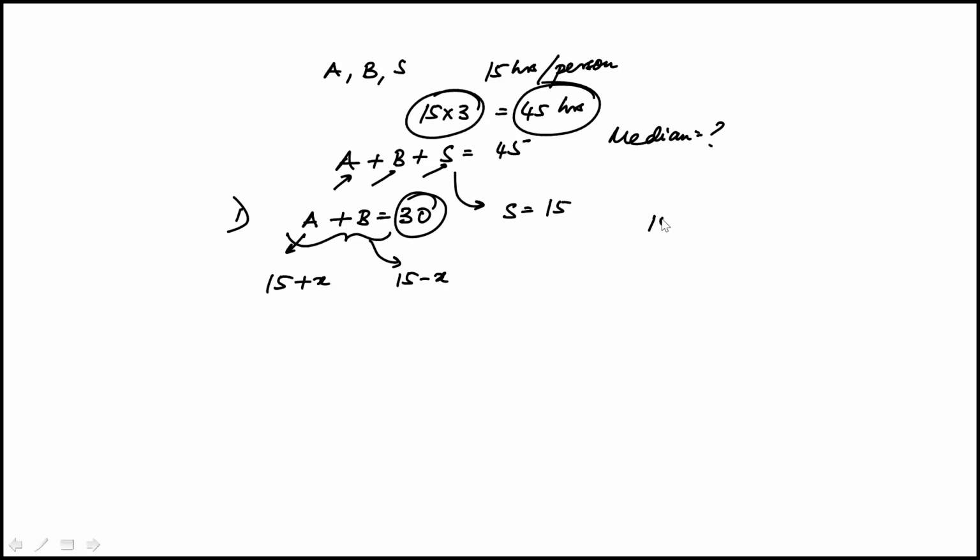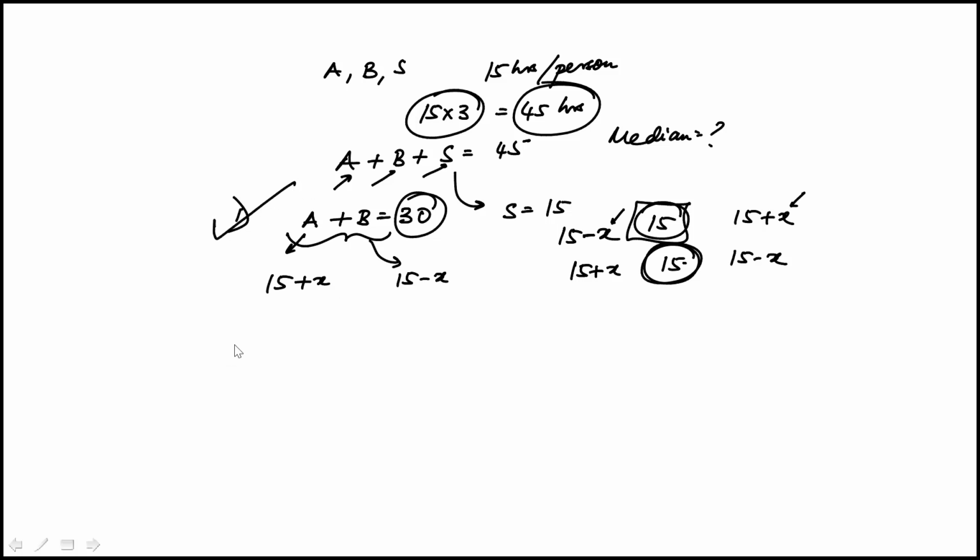And that means that if 15 is Steve and the two other values are 15 minus X and 15 plus X, assuming X is a positive number, then 15 will always be the middle value, or 15 will be the median. So it doesn't matter what actually X is. X could be negative also. In that case, 15 plus X would be lower than 15 minus X. But the point is the middle value will always be 15. So 1 alone is sufficient.